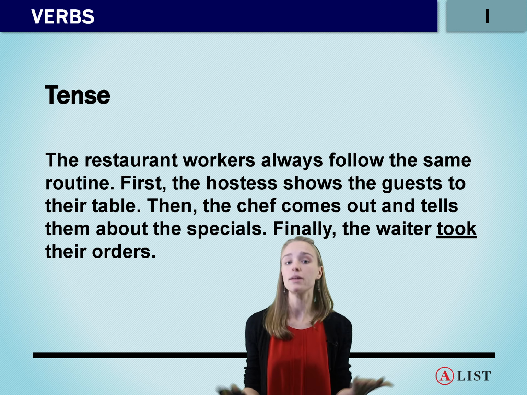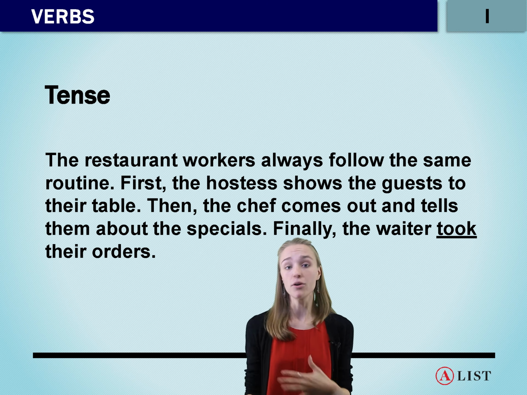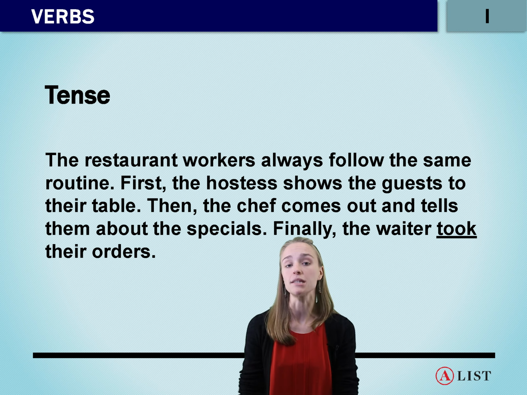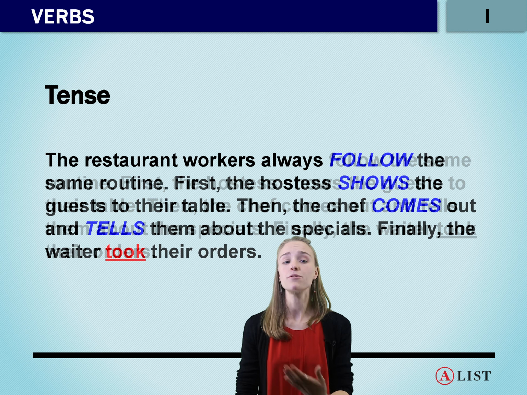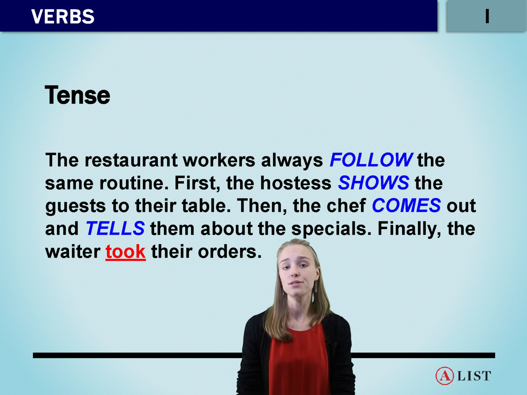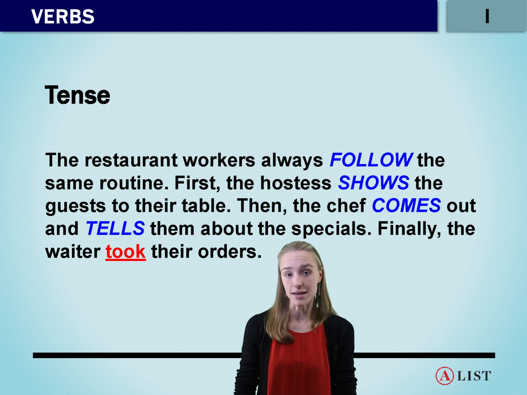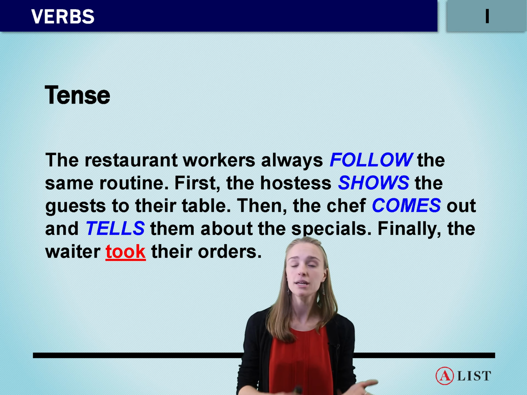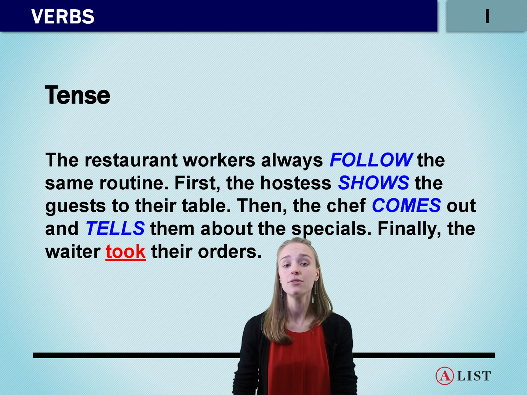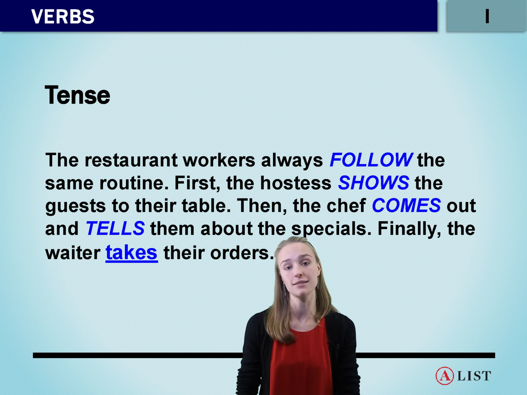Now, by itself, that sentence would maybe be fine. We have no other information about what tense we're dealing with. But in the context of the rest of this paragraph, we have several other verbs, and they are all present tense. The restaurant workers always follow the same routine. First, the hostess shows the guests to their table. Then the chef comes out and tells them about the specials. Those are all present tense verbs, so we can't say, finally the waiter took their orders, because that would be in the past. Instead, we need to say, finally the waiter takes their orders.